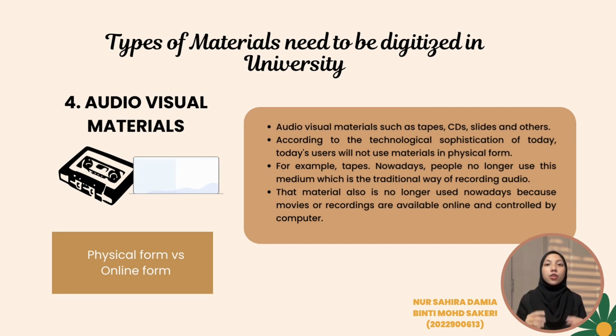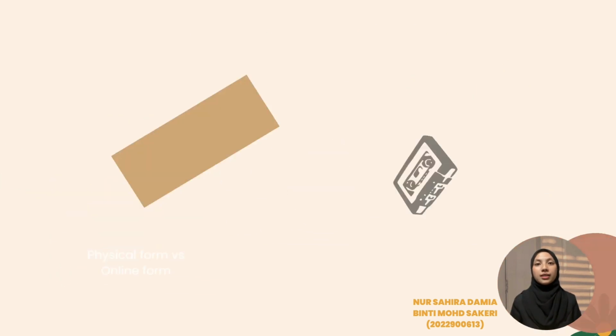Lastly, the collection that needs to be digitized in a university is audiovisual materials such as tape, CD, slide, and others. According to the technological sophistication of today, audiovisual materials need to be digitized because today's users will not use materials in physical forms. For example, tapes. Nowadays, people no longer use this medium, which is the traditional way.